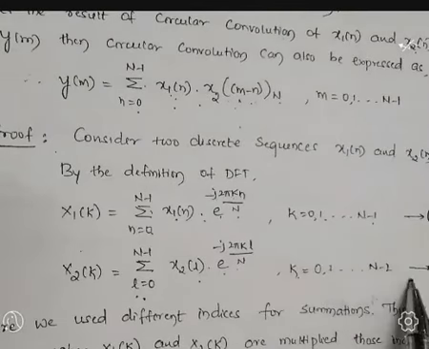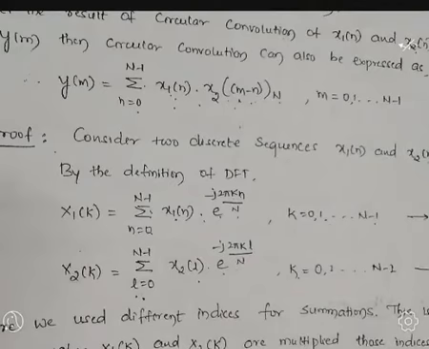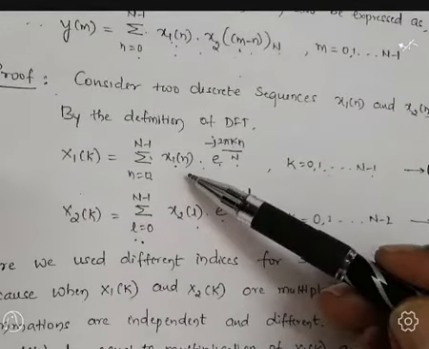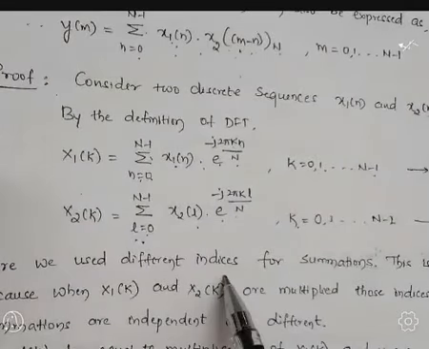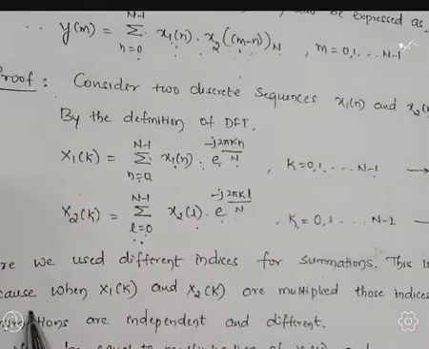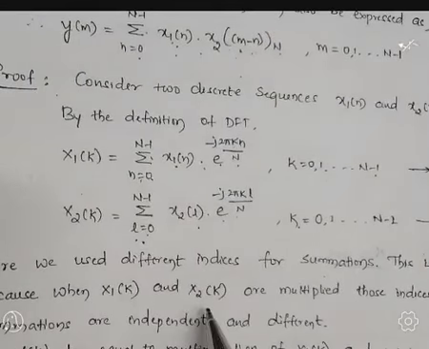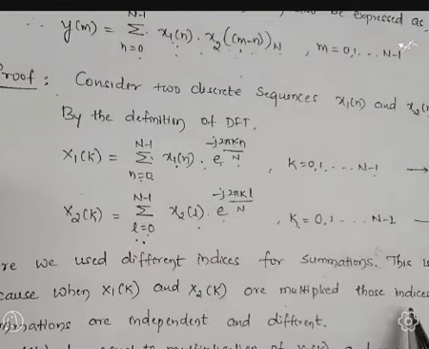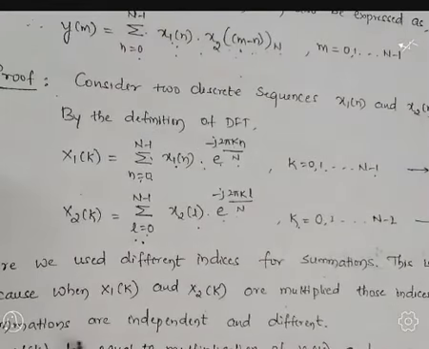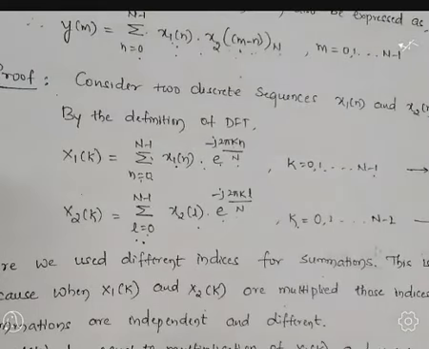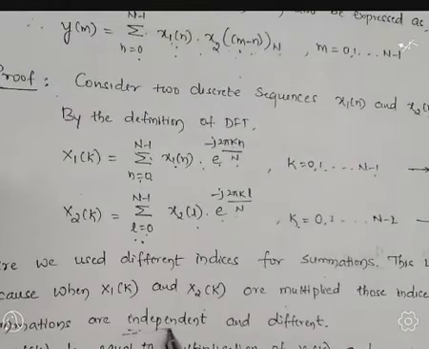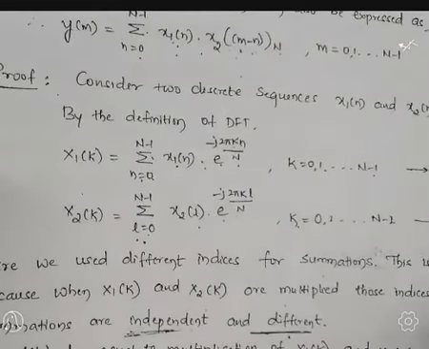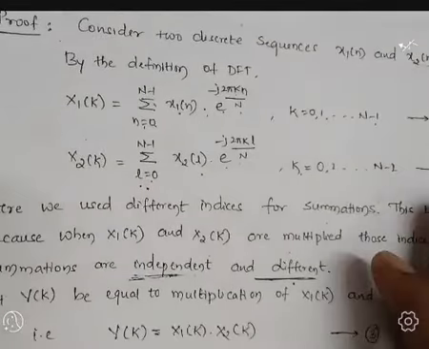Equation number 2. Okay. So why do I use two different indices? Here I used n, here I used l. We use different indices for the summations because x1 of k and x2 of k are going to be multiplied, correct? When multiplied, those indices of summation are independent and different. Because of that reason, the indices of x1 of k and x2 of k should be different. Okay, so let us represent y of k.